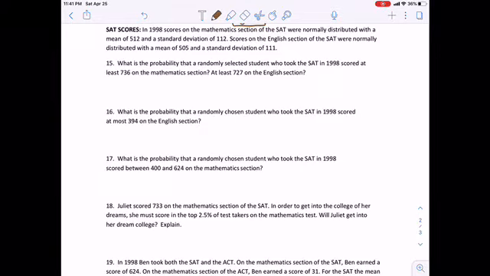There's not really a ton of space here, so I'm going to do this on a new piece of paper. First, I'm going to draw my math section of the SAT.